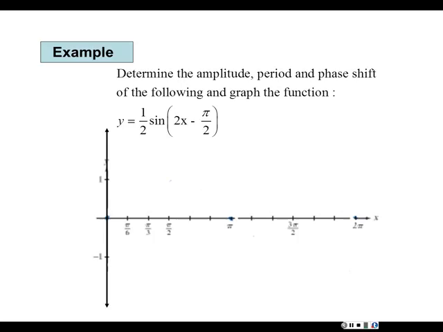And still the peak is half because the amplitude is half. And the cycle is still completing within 180 degrees. How do we know? Because if you just subtract the ending point minus the starting point, you will still get 180, right? Just subtract 5 pi over 4 minus pi over 4. You will see that it is still pi. So that means you are still having the same cycle. The only thing is it is shifted to the right.